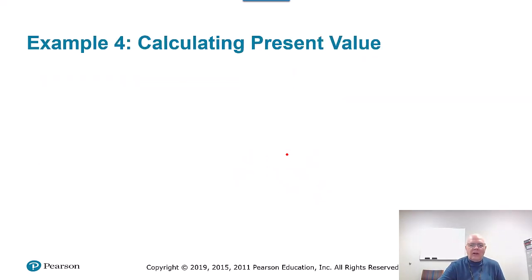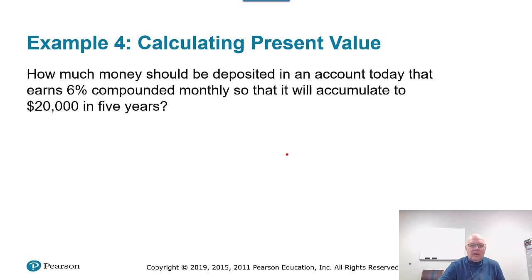So let's see how we calculate present value. Remember the formula. How much money should be invested in an account today, or deposited, getting 6% compounded monthly, so you'll end up with $20,000 in 5 years? So first of all, the formula: P equals A over (1 plus r over n) to the nt.